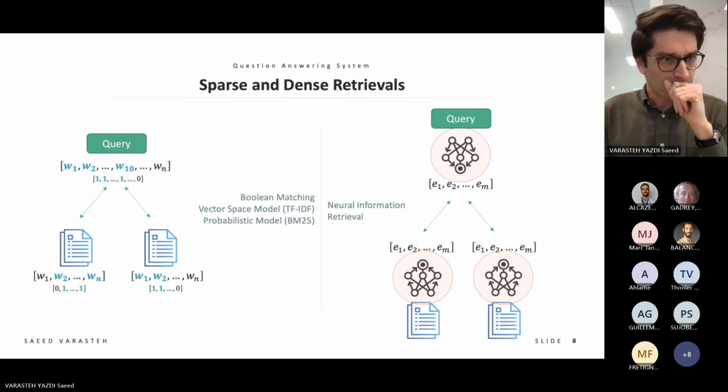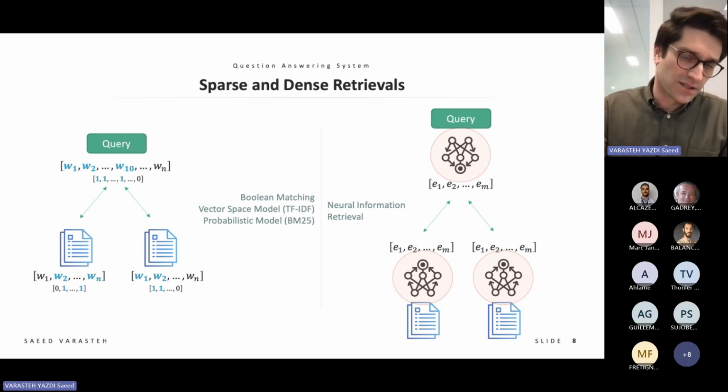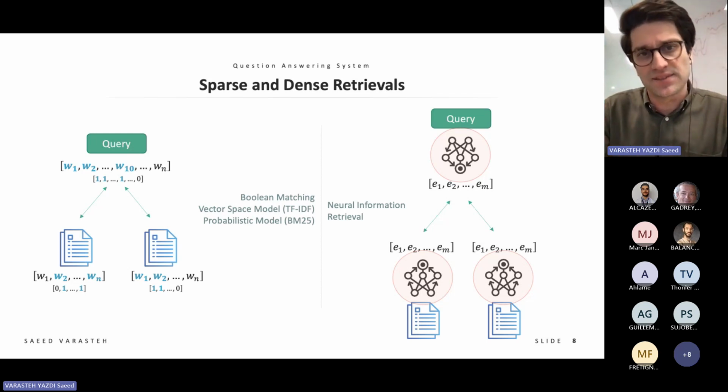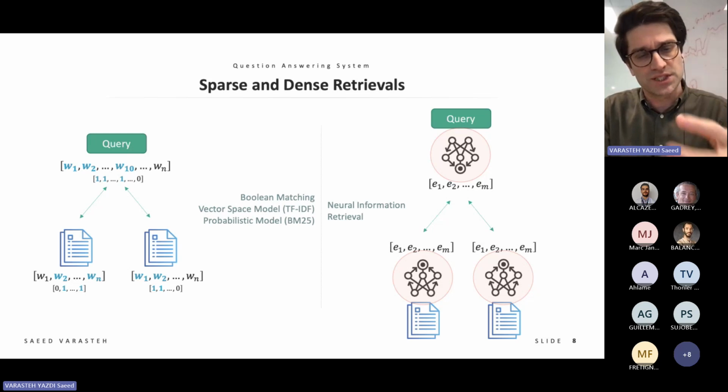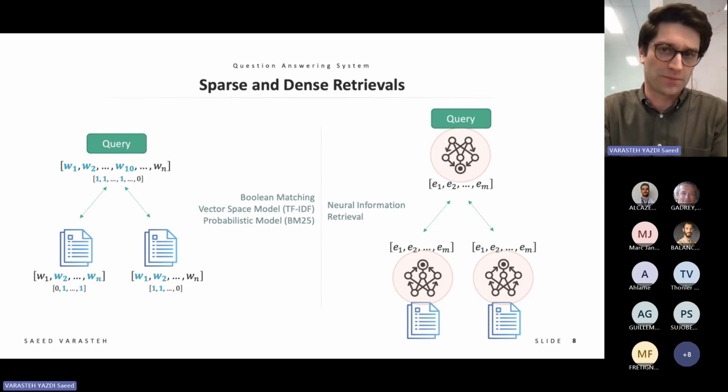So these two techniques, sparse on the left and dense on the right, are the two major techniques that we have in information retrieval to extract the relevant documents from a collection of documents based on the query given by a user, for example.